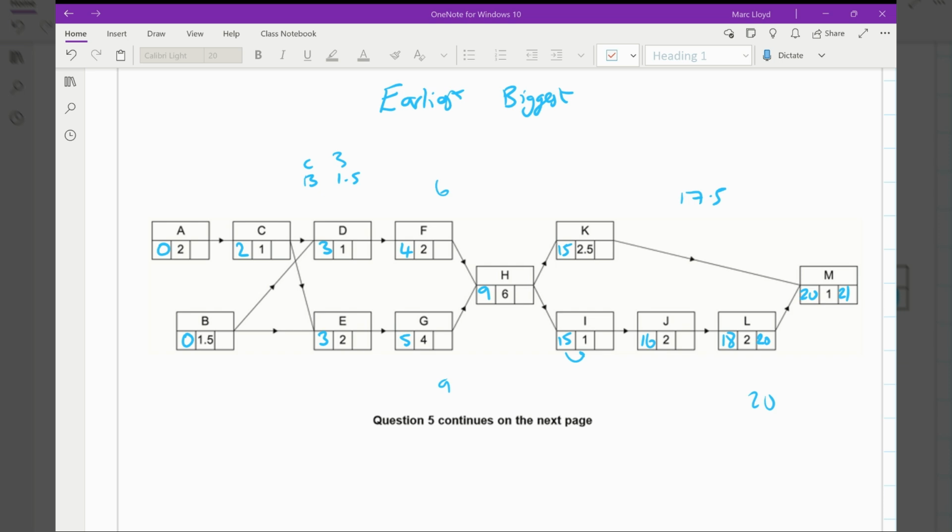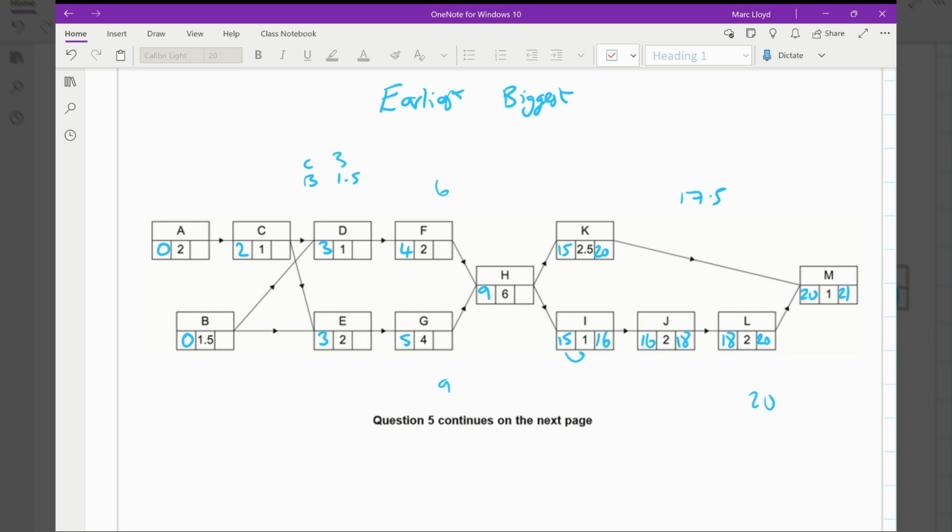So we've got 20. And that means that K can finish at 20 as well. And that's because M can't start until 20. So that value of 20 is really important. 20 take away 2 is, of course, 18. So that gives us the late time for J. And then our late time for I is 18 take away 2, which is 16.